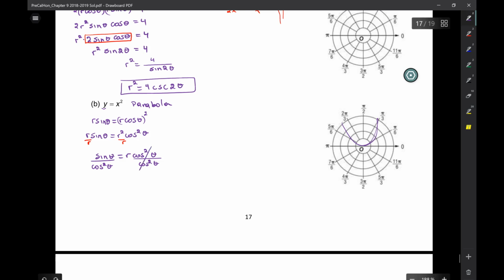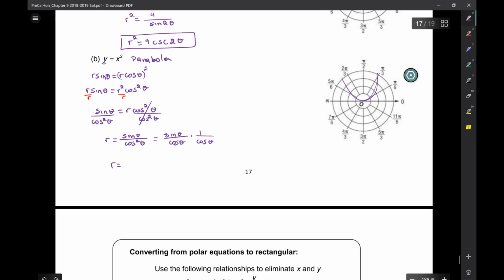So now, what do I have here? I have r is sine of theta over cosine squared theta. We try to eliminate the fractions as much as we can. So this is sine of theta over cosine squared, which is cosine times cosine. So I could write it as sine theta over cosine times 1 over cosine. Do you guys see why I did this, how I did this? Okay? This is so exciting. So then r is equal to tangent theta secant theta.